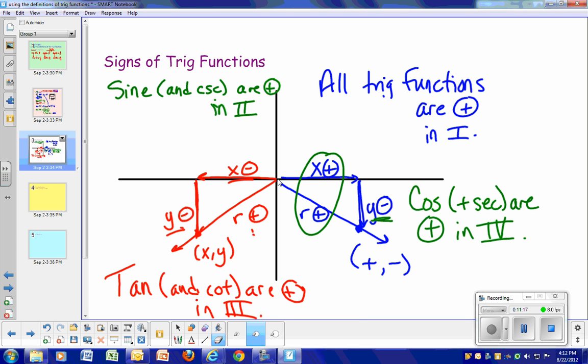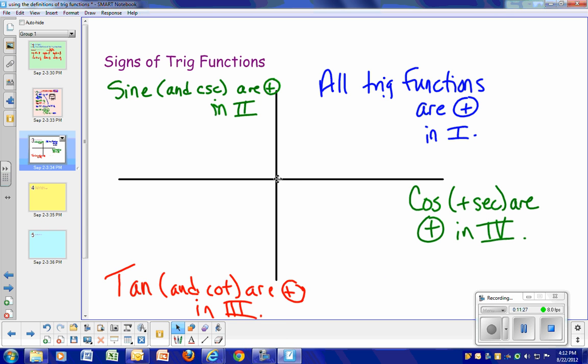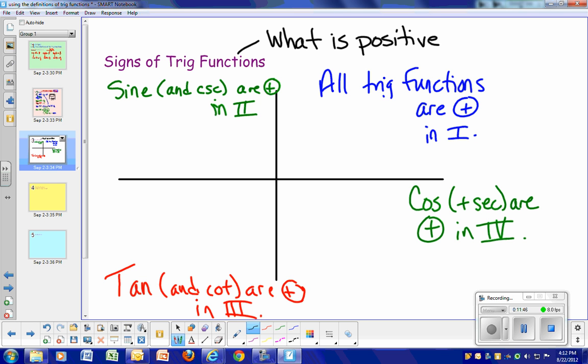Okay. Now, if we were to just focus on those words that we've come up with, not so much the picture. I mean, certainly the picture is how we got the words, but just focusing on the words, I'm going to give you a mnemonic device, which is a memory aid, okay? This memory aid's name or title would be: what is positive? What trig functions are positive could be the name of it.